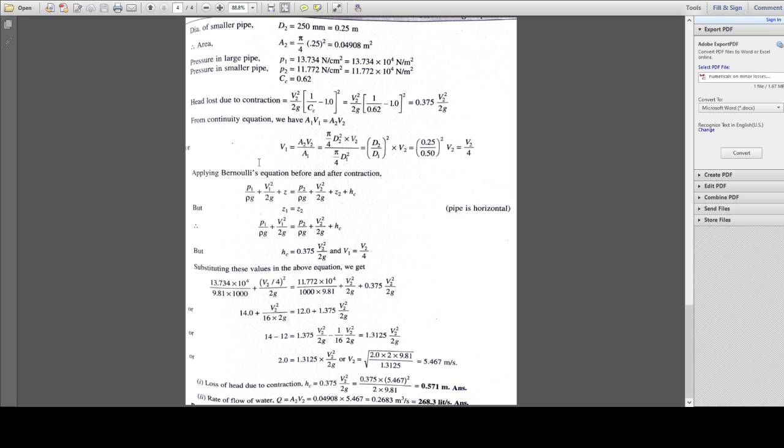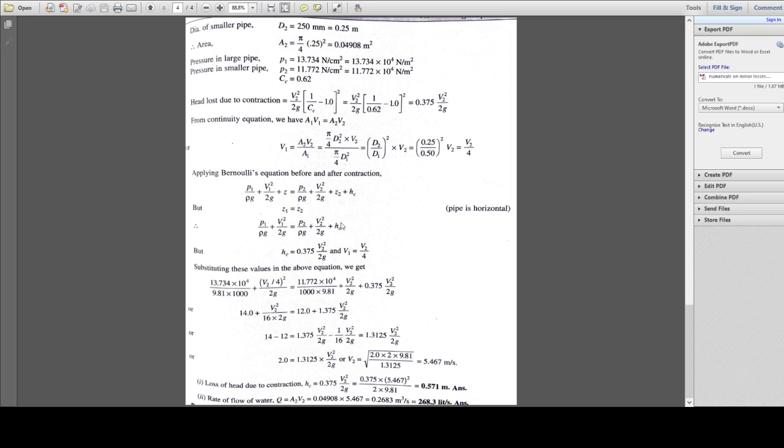Now applying Bernoulli's equation before and after the contraction, we will get this equation: P1 by rho g plus V1 square by 2g plus Z1 equals P2 by rho g plus V2 square by 2g plus Z2 plus head loss due to sudden contraction. Also here the pipe is horizontal, so datums will be 0. Now we will get P1 by rho g plus V1 square by 2g is equal to P2 by rho g plus V2 square by 2g plus head loss due to sudden contraction.